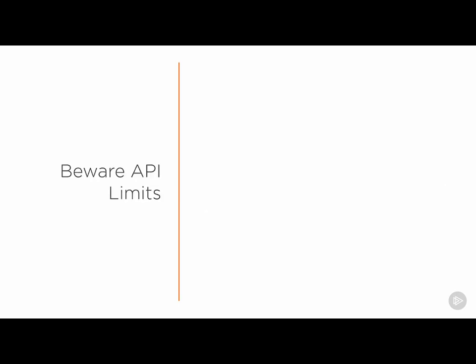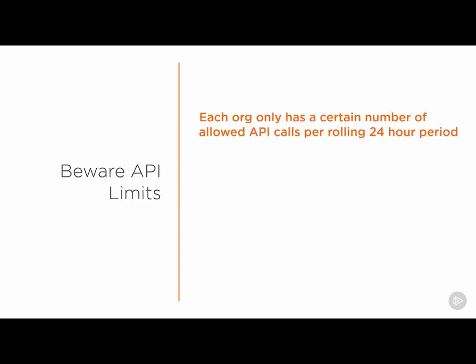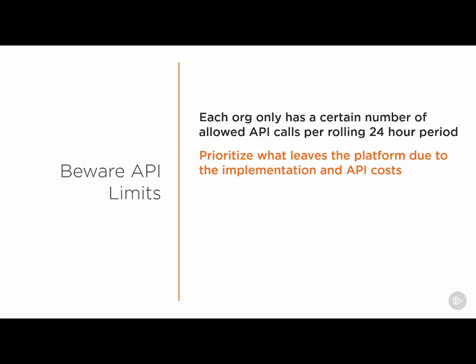Then you need to be aware of the API limits. Each org only has a certain number of allowed API calls per rolling 24-hour period. Each SOQL query, each DML operation, counts as a hit against these API calls. And these calls can add up quickly. Prioritize what leaves the platform due to these API costs, as well as the overall cost of implementation. It is important to weigh these against each other in making a decision.